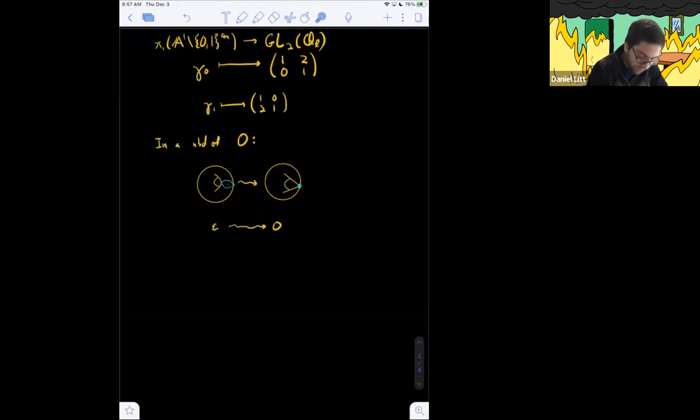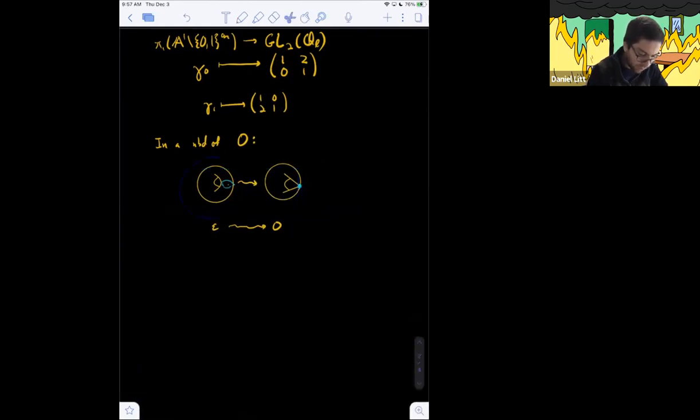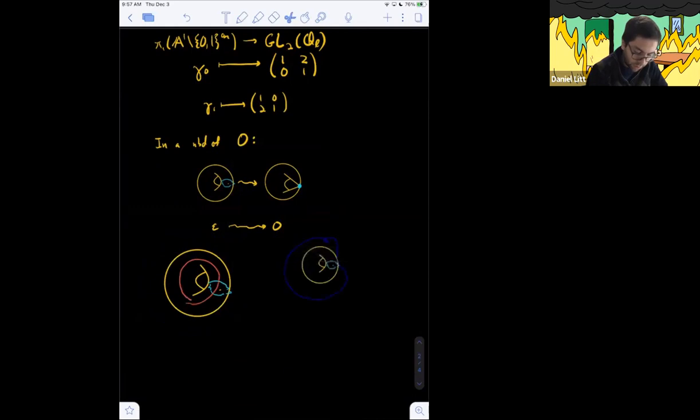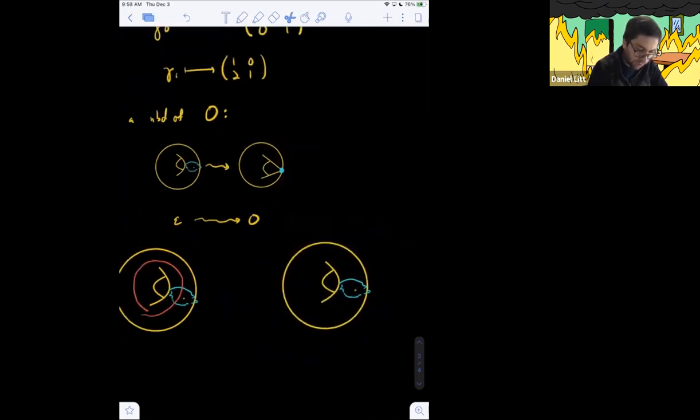So for example, what happens to the other homology class? This homology class is being fixed by this matrix, so that's this 1, 0 column. What's happening to the other homology class? As you go in a loop around 0, what does this other homology class look like? It's just this loop, right? And what is it sent to? It's sent to the following loop.